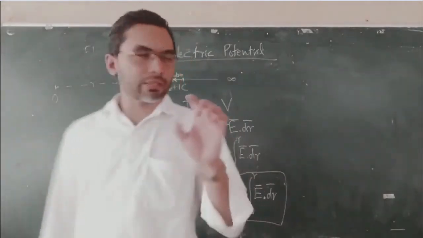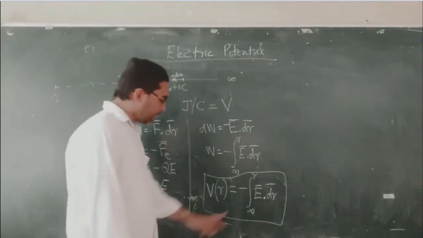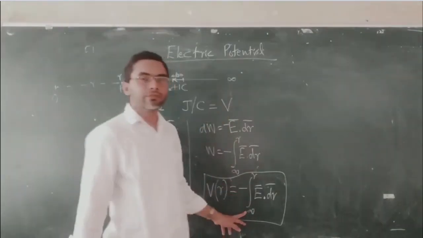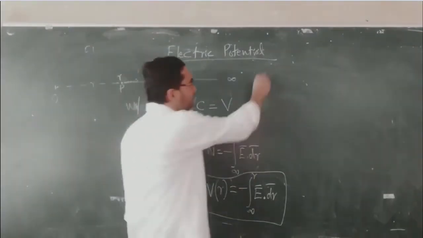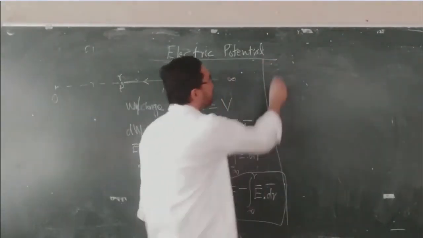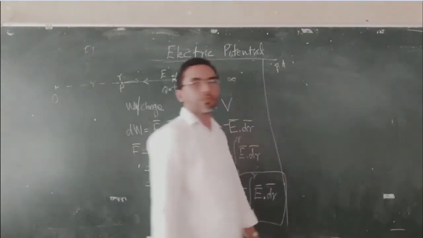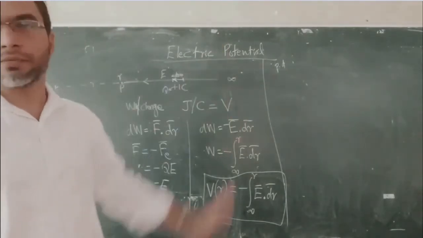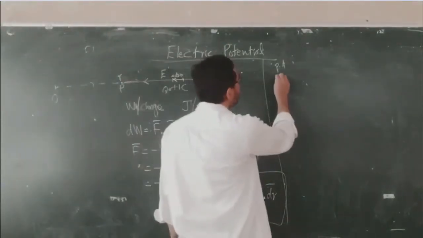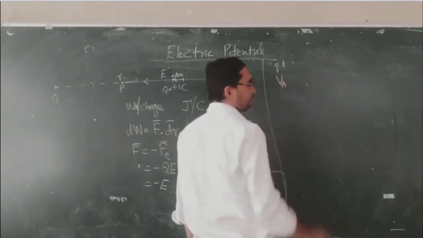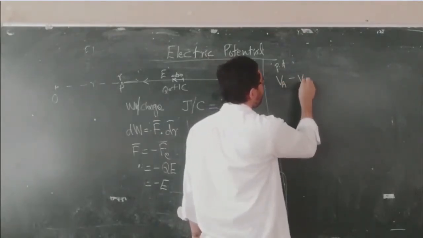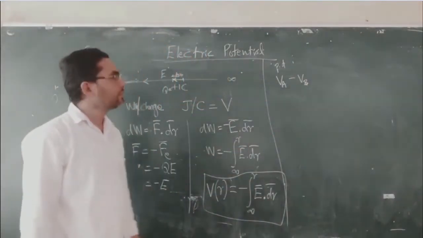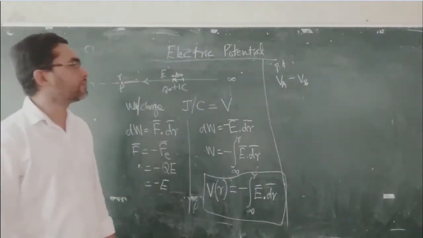Now, electric potential is defined with respect to some reference point. So if we change the reference point, the electric potential will change. There is one more quantity called electric potential difference, and it is a more important quantity than electric potential. Potential difference means, if VA is the electric potential at a point A and VB is the electric potential at a point B, then VA minus VB is called the electric potential difference between those 2 points.